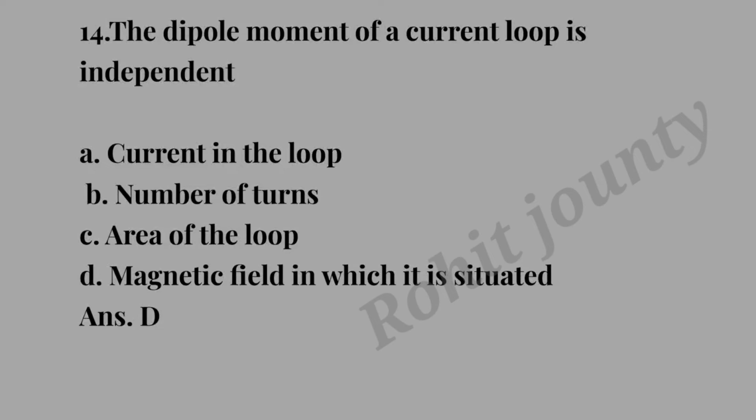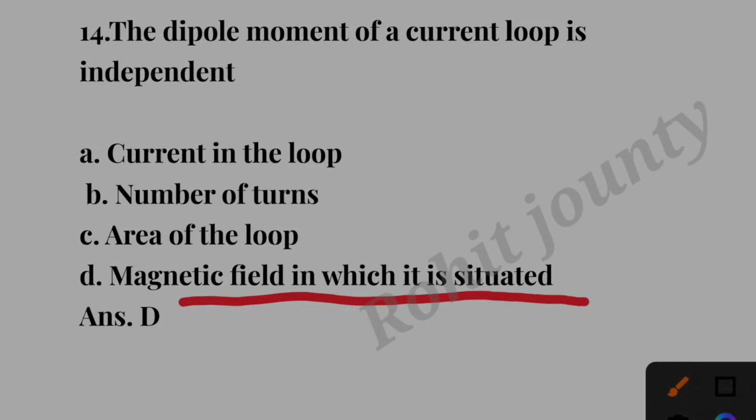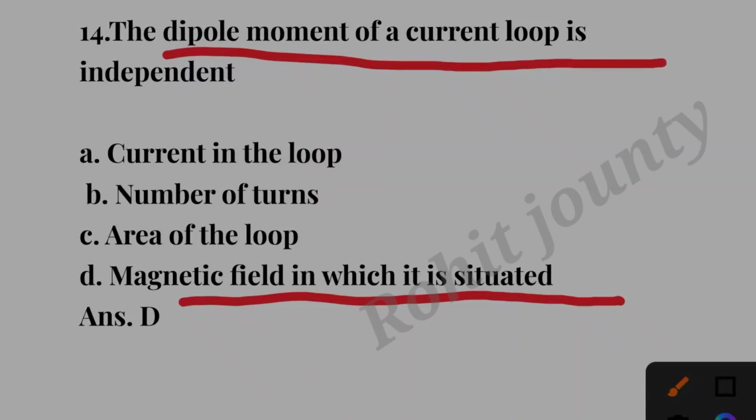Question number 14. The dipole moment of current loop is independent of, option A, current in a loop, option B, number of turns, option C, area of loop, option D, magnetic field in which it is situated. The correct answer is option D, magnetic field in which it is situated. The dipole moment of current loop is independent of the magnetic field in which it is situated. Option D is the correct answer.